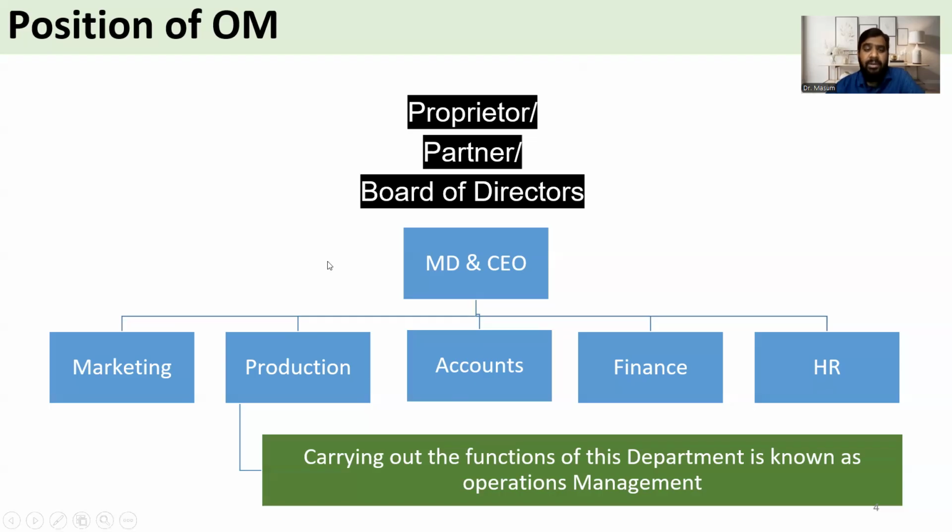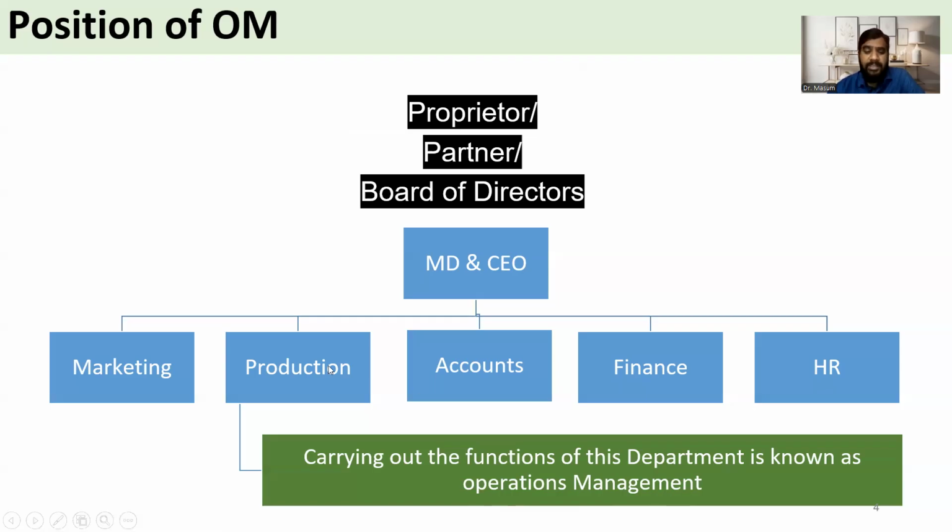And if you can recall the examples we have given for a production manager, production management and operations management is carrying out the functions of the operations department, which is known as operations management.